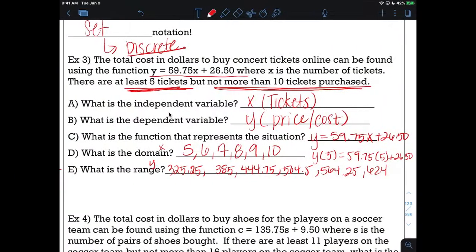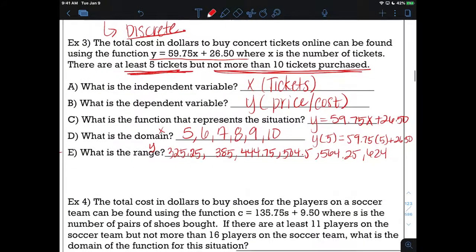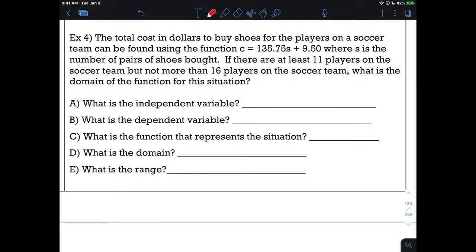All right, so let's go ahead and go back to this. So again, another example. For this one, the total cost in dollars to buy shoes for the players on a soccer team can be found using this function, noticing they didn't call it X and Y. Where S is the number of pairs of shoes bought, and if there are at least 11 players on the soccer team, but not more than 16, what is the domain for this situation? Now, that's a lot going on.